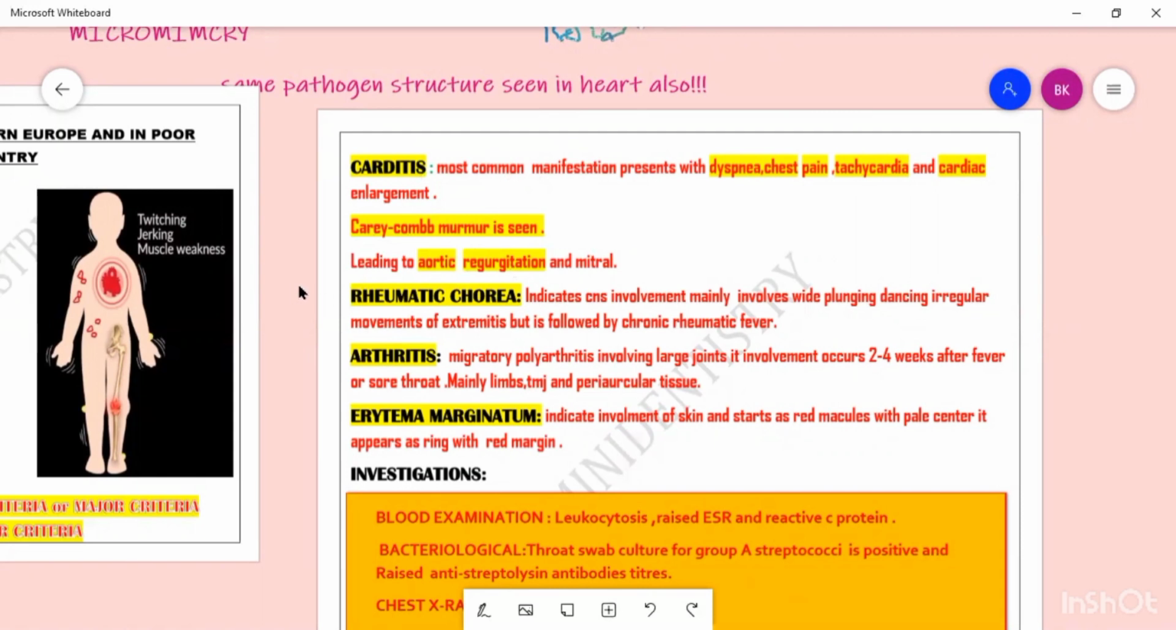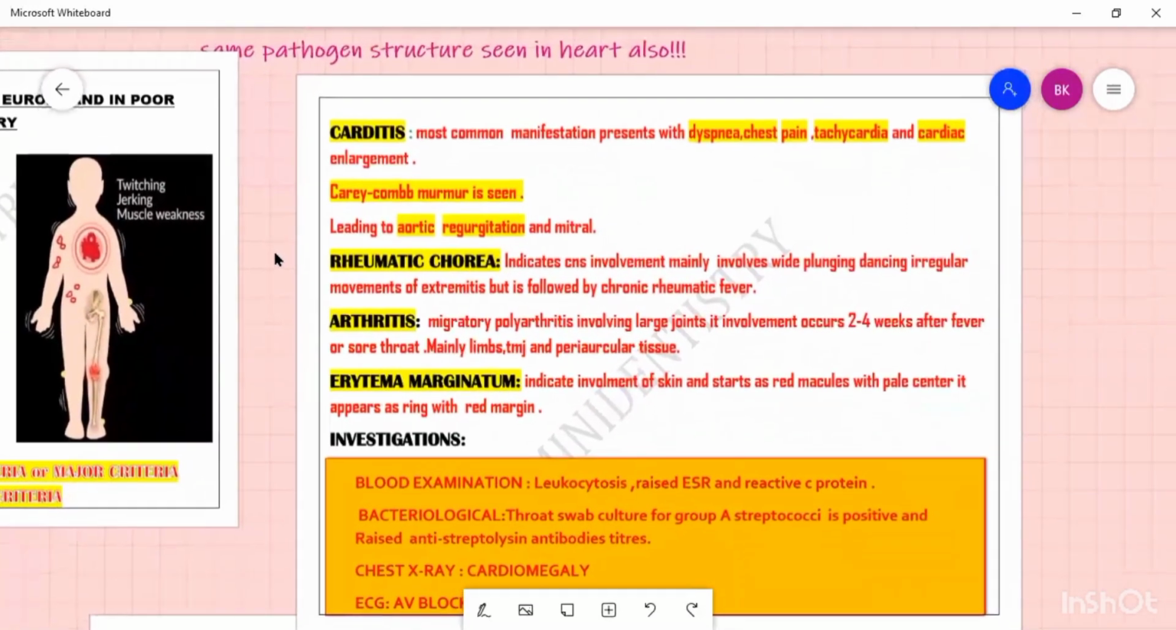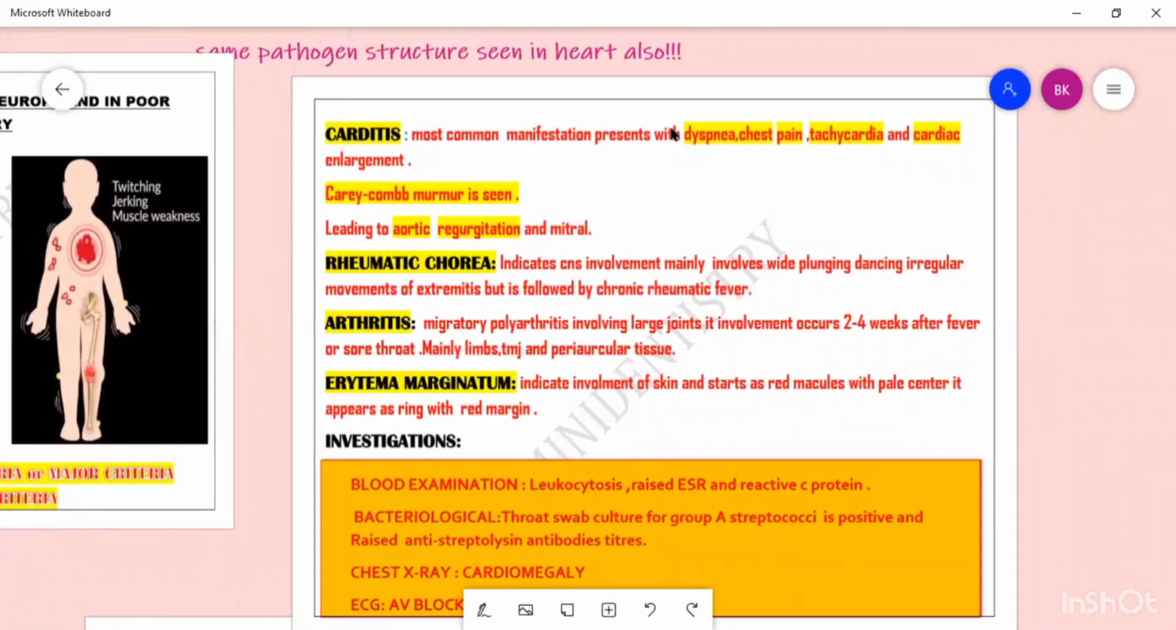And leading to aortic regurgitation. These are bound to happen whenever there is a cardiac enlargement or any tachycardias. This is very bound to happen.